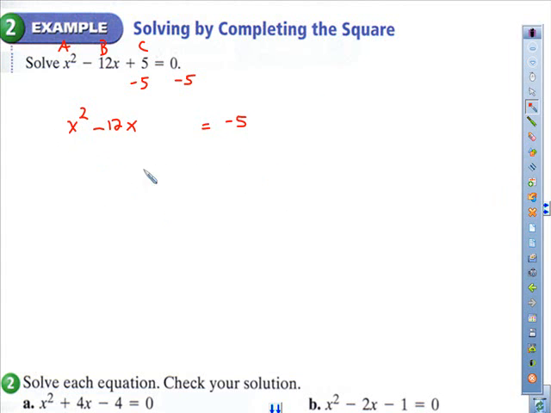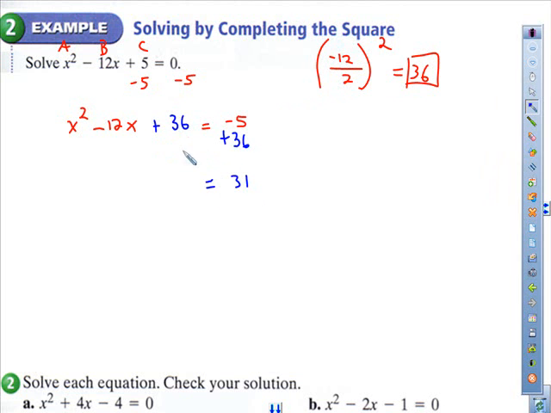When you complete the square, you take b, whatever b is. So b is negative 12 right now. You divide it by 2, and then you square it. So negative 12 divided by 2 gives you negative 6, squared, so that'll give you 36. Whatever this number is, that's what you add to both sides of the equal sign. So we're going to add 36 to both sides. This is going to give us right here 31.